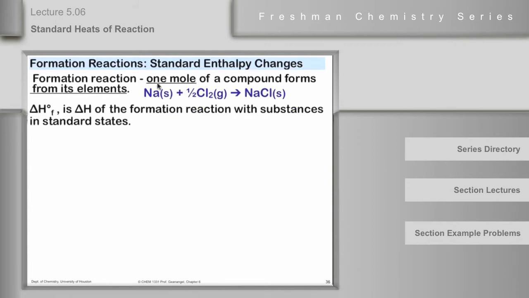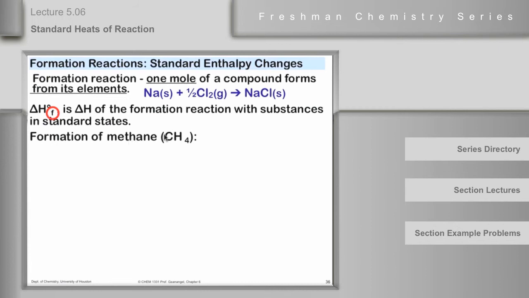The delta H of formation of sodium chloride is the delta H of the reaction, in the formation reaction, I should say, with the substances in their standard state. So the delta H of this reaction, as I have written it, has a special symbol. Delta H naught. Naught means standard conditions. F means formation. Okay? Draw a circle around the F so you'll remember that it's for the formation reaction.